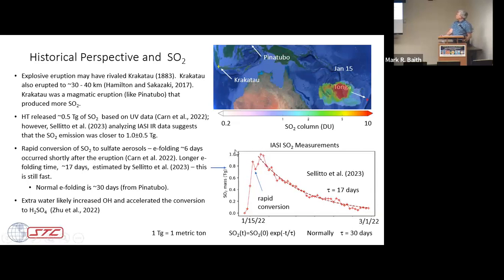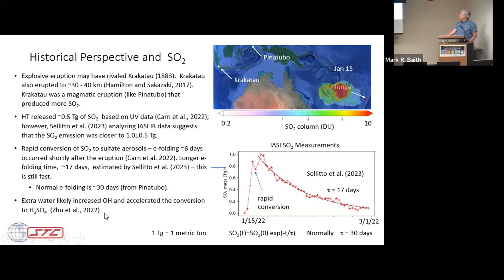And here's the decay of SO2 with time. So there seemed to be a rapid conversion of SO2 to sulfate aerosols with an e-folding time of about 6 days initially, and it's this little downward dent here. That's from Karn. And then there's a longer e-folding time, about 17 days by Soletto. And this is still pretty fast. After Pinatubo erupted, they come up with this canonical number of 30 days for a decay time. And this is 17 days. So it's still pretty fast.